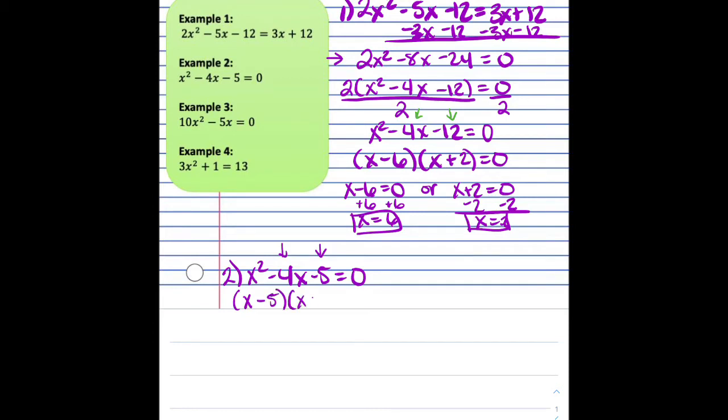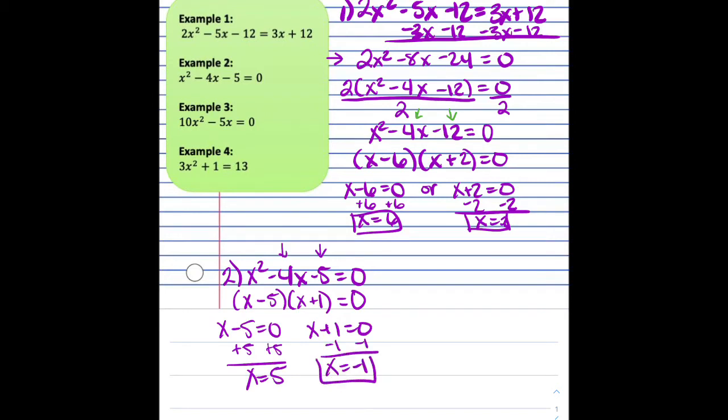So I'm going to go with negative 5 times 1. Negative 5 times 1 is negative 5. Negative 5 plus 1 is negative 4. I apply my zero product property, which says x minus 5 equals 0 or x plus 1 equals 0. Okay, I can add 5 to both sides, so x equals 5. Subtract 1, x equals negative 1.